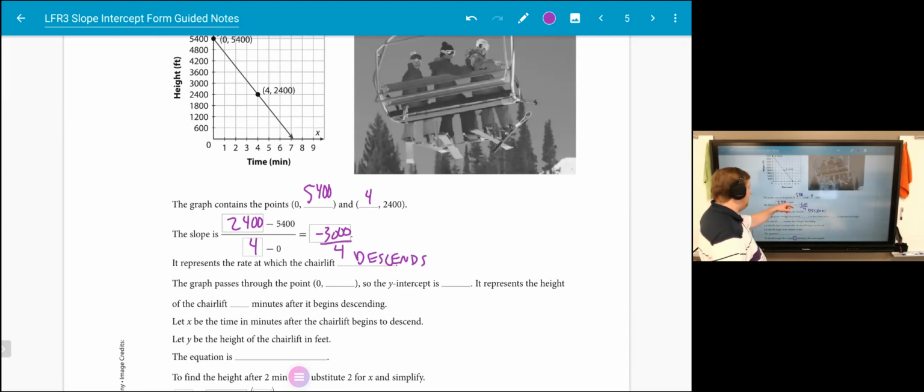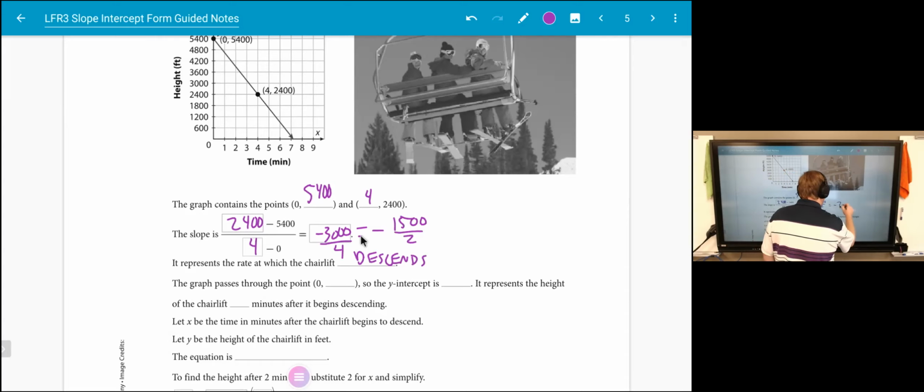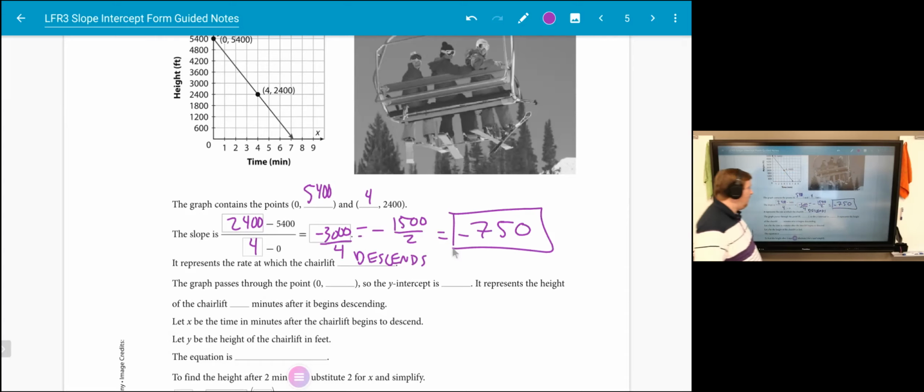Let's simplify that even more. We can divide both things by 2: negative 1,500 divided by 2. And one more time, divide by 2, we get negative 750. So what are we going to do here? Negative 750 what? Okay, well, we're going to get there.